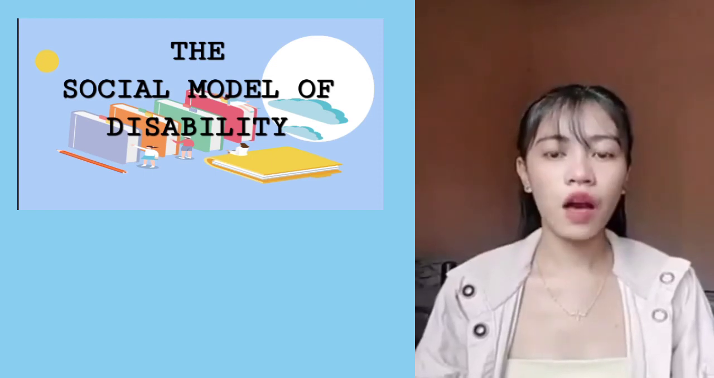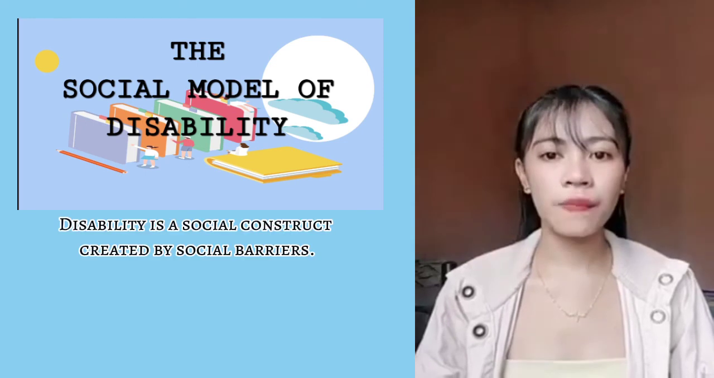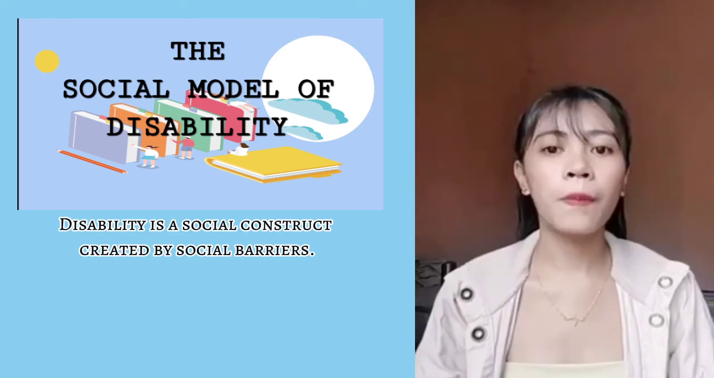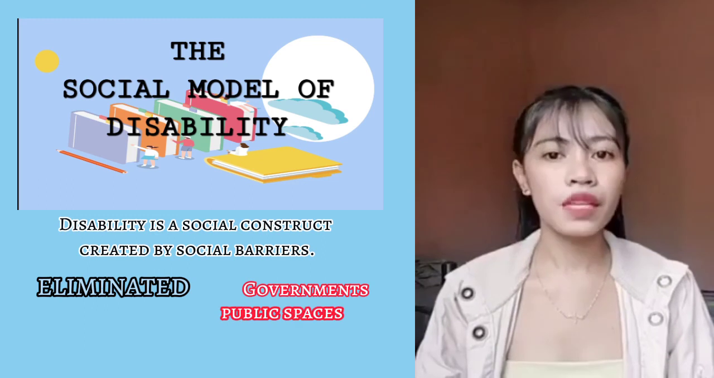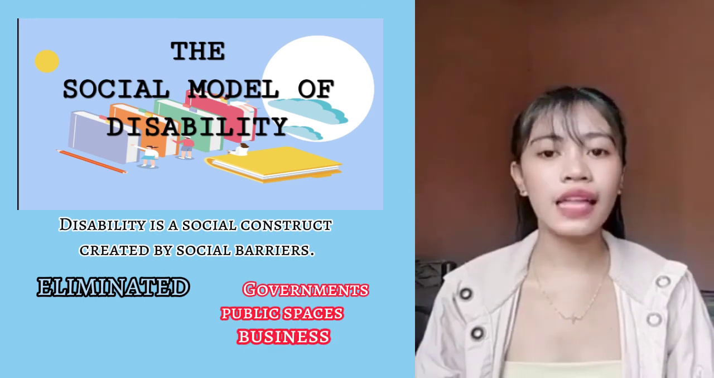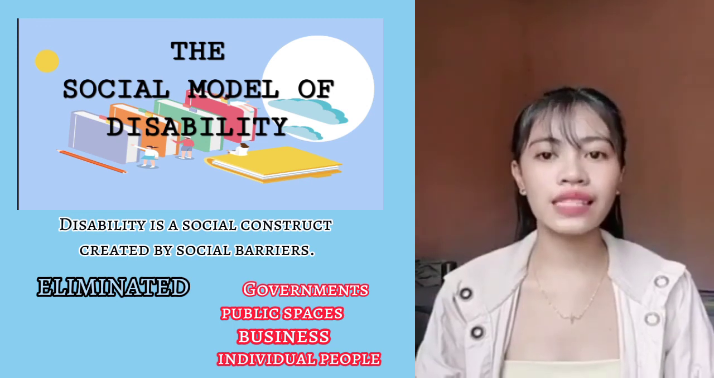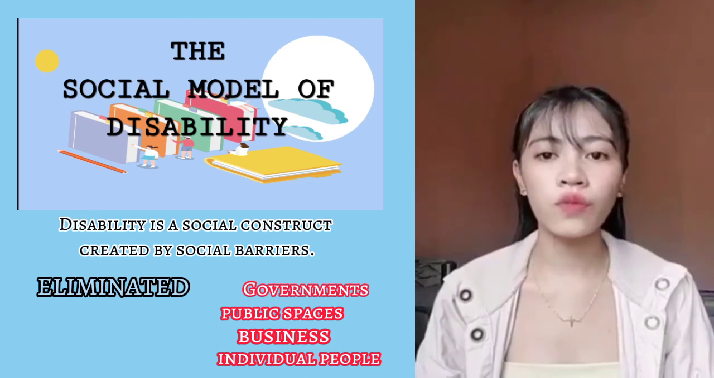To sum up, what we learn from the social model of disability is that disability is a social construct created by social barriers, barriers which can be eliminated. We learn that it is the responsibility of government, public spaces, businesses, and individual people to make the changes, to increase access, and build a more equal society where everyone has the opportunity to reach their full potential.